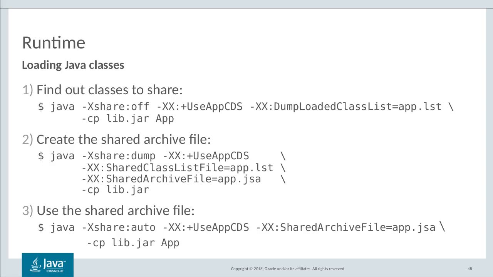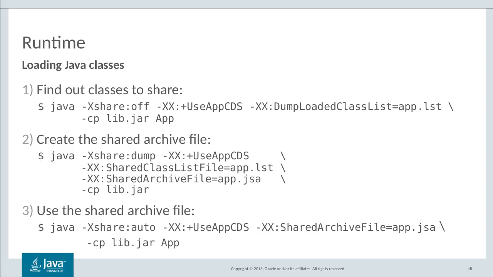We use auto because sometimes the operating system might contain security features like address space layout randomization, and AppCDS relies on the feature of being able to put this shared archive file into a specific memory location.